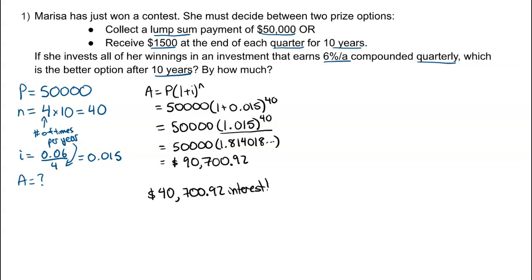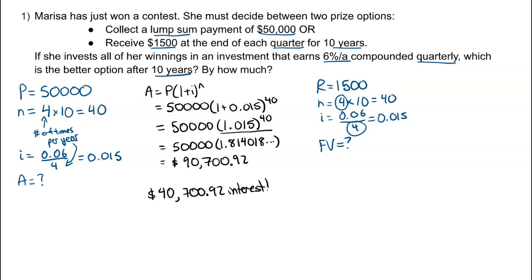Now let's look at the second situation. What if Marissa had received $1,500 at the end of each quarter? Those are regular payments that are made out to her, and she's going to put those into the investment as regular payments into the investment. The N value, the number of compounding periods, is 4 times 10, just like it was before, so 40. And the I value, same as before, again. Whatever you multiply the number of years by, you have to divide the I by. And so we get 0.015 for that.